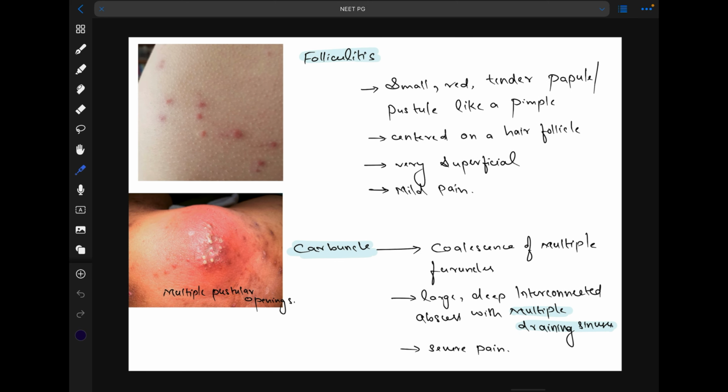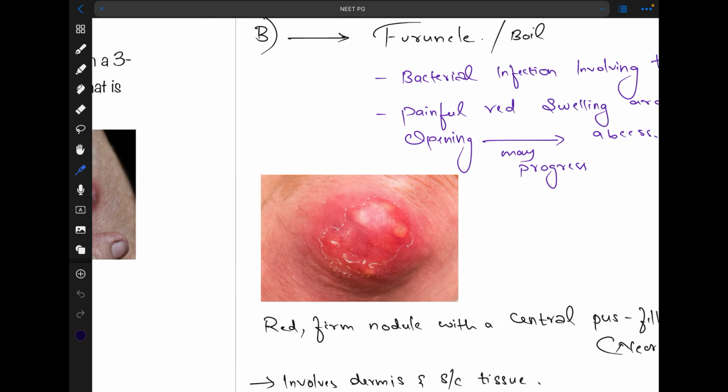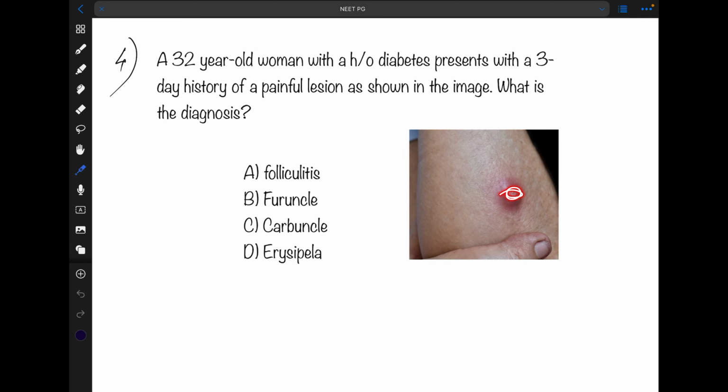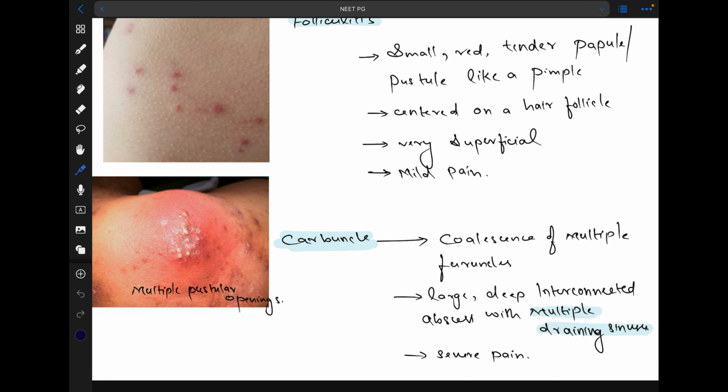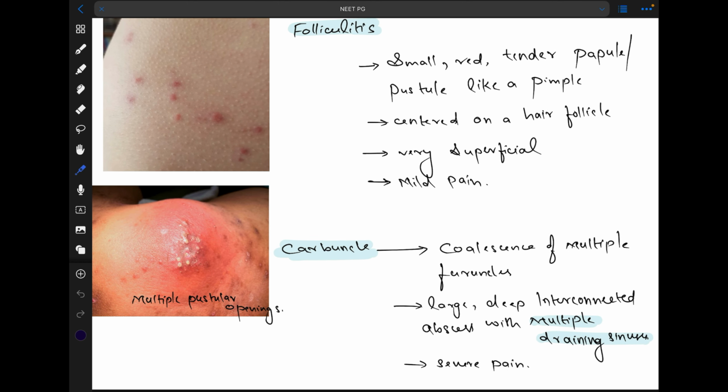So why not folliculitis? Here in this lesion, it is red, it has a central pustule or a necrotic core, and it is painful. So just understand the lesions. Folliculitis is often a pimple-like thing because it is small. It is a red, tender papule or pustule like a pimple, centered on a hair follicle. It is very superficial, and it has a mild pain.